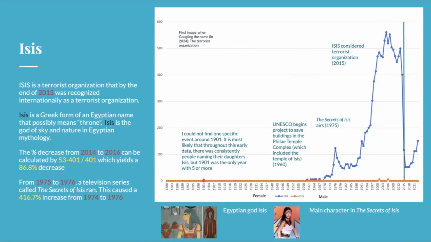Also, there is one little blip down here in 1901, and I could not find one specific event around 1901. But it is most likely that throughout this early data, there was just consistently people naming their daughters Isis, but 1901 was the only year with 5 or more. Also, there's a little picture of the Egyptian god Isis.